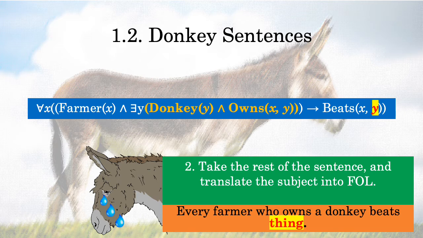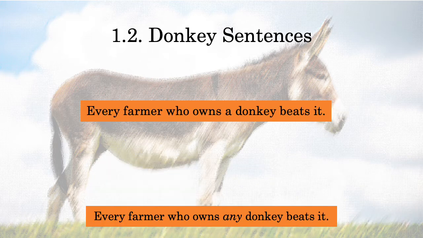However, that means that there's no quantifier associated with the y in beats. Right? And remember, when we have what's called an unbound quantifier, the best way to translate that is as thing. So we don't actually have a proper English translation here. What we have is every farmer who owns a donkey beats thing, right? Not a good sentence.